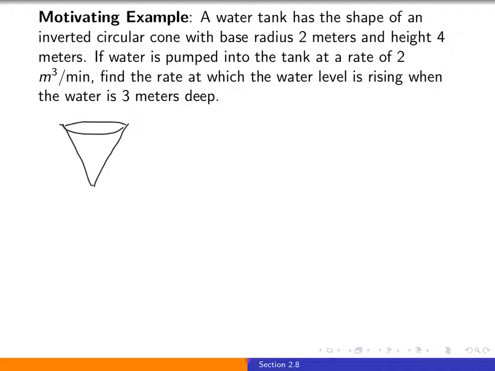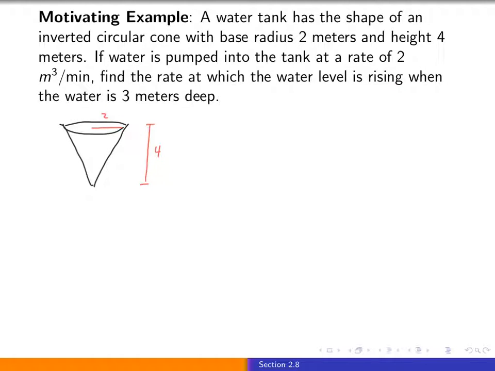And what we are told is that it is a cone with a base radius of 2 meters and height 4 meters. So at the top here, the radius is going to be 2, and the height is going to be 4 meters. If water is pumped into the tank at a rate of 2 cubic meters per minute, find the rate at which the water level is rising when the water is 3 meters deep.